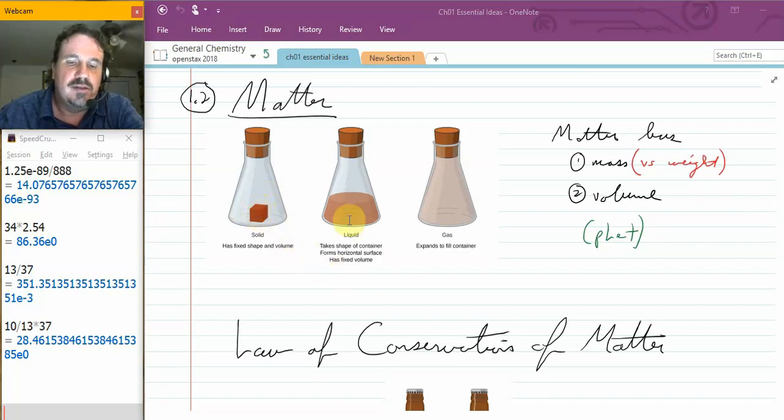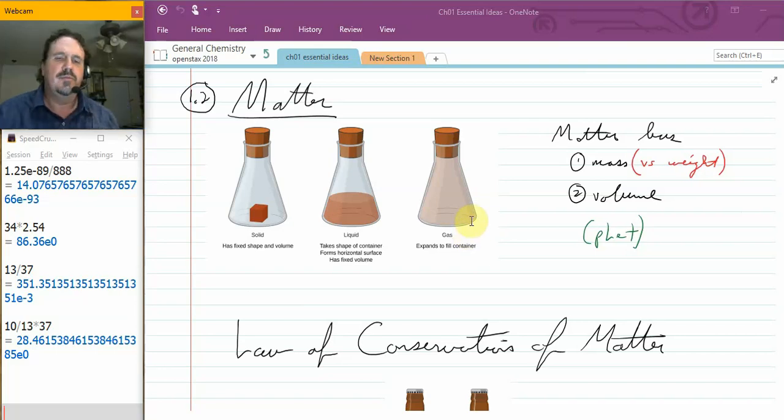Whereas in the liquid state, the volume remains constant, but the shape conforms to the container. If I pour it into a different shaped container, it's going to take that shape, but the volume of it would be constant. In the gas state, neither one's constant. It's going to fill to make maximum use of that entire space, that entire volume inside the container, and of course take the shape of it.